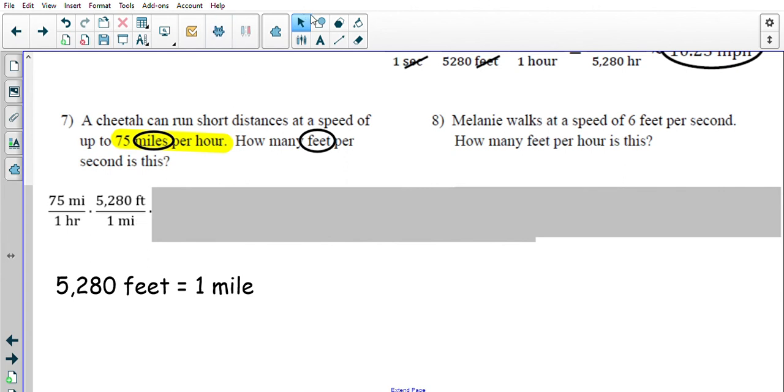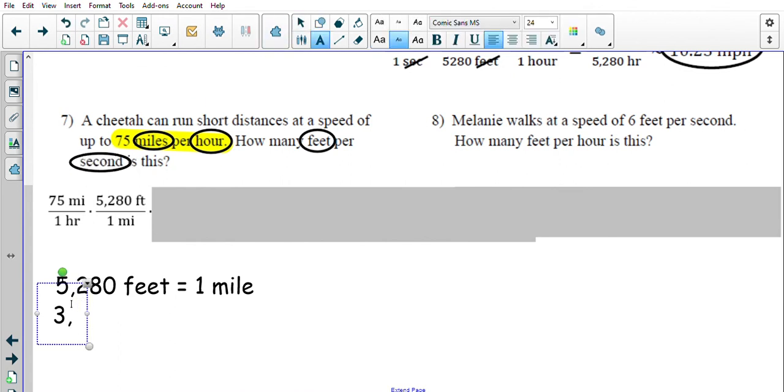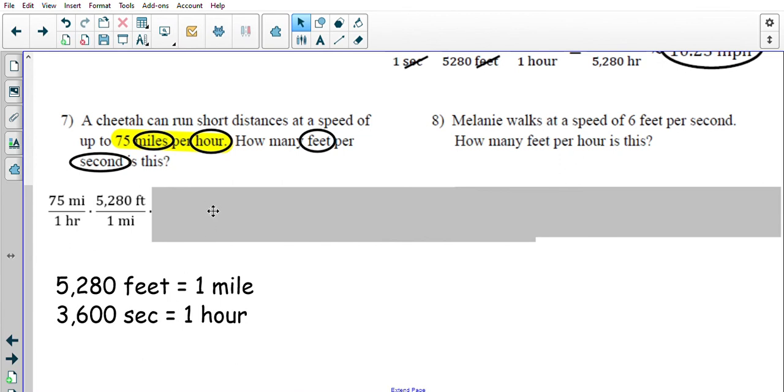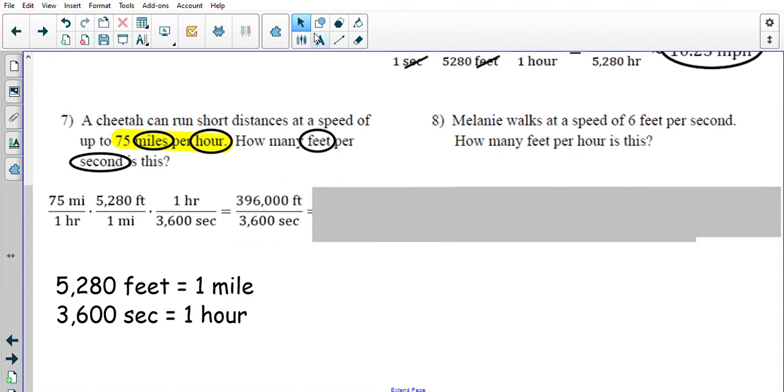We also need to convert, I'll go ahead and circle this as well, hours to seconds. So this is kind of like that last question we saw. There are 3,600 seconds in 1 hour. Again, we get that by taking 60 times 60. So hour is going to go on the top, 3,600 seconds on the bottom. We'll multiply straight across. 75 times 5,280 gets us 396,000 feet.